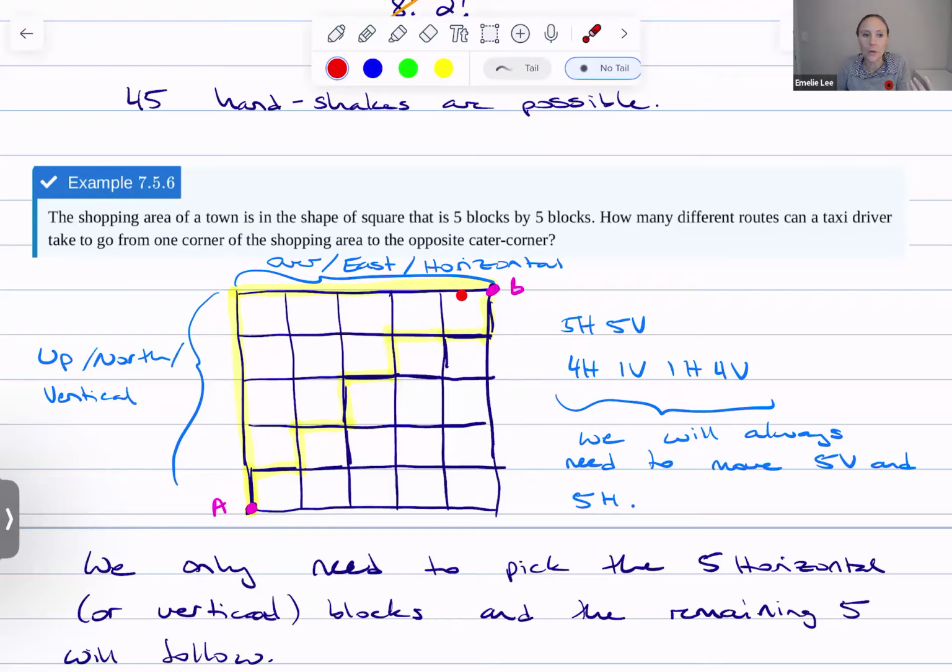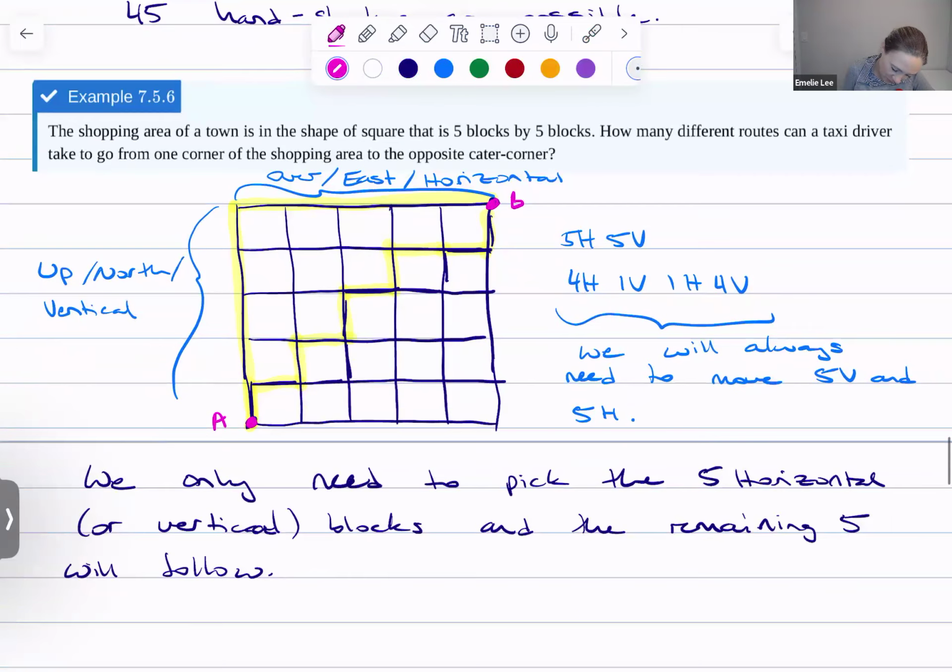Okay, and so what you could do is say, what if I move 4 horizontally? Let's talk about what that looks like. 4 horizontally, 1, 2, 3, 4. 1 vertical, another horizontal, and 4 vertical. That's another option. Okay, and so what we have is... sorry, let me close that.